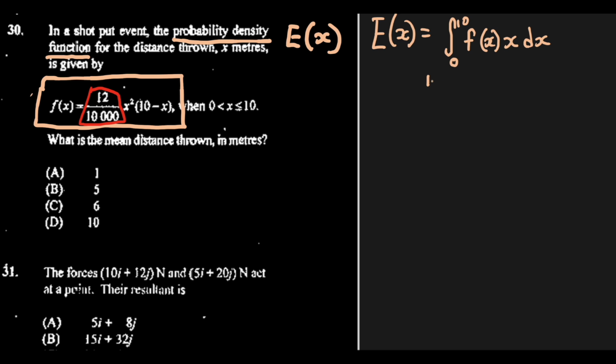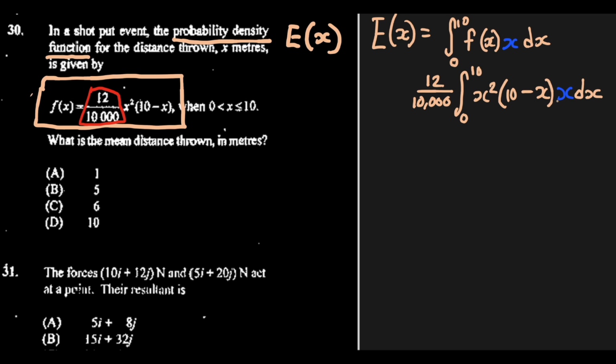So we have 12 over 10,000. And what we're trying to integrate here is what's left of that function, which is x squared multiplied by 10 minus x. And remember, we have to multiply this again by x. Okay, so this x here, I'll just change the color. Remember, part of figuring this out is multiplying it by x. So we have to multiply it by x.